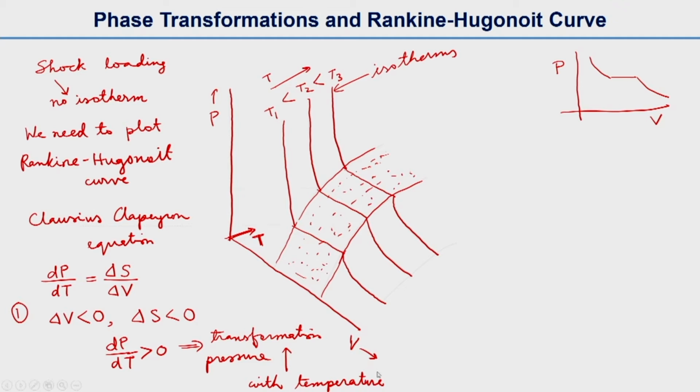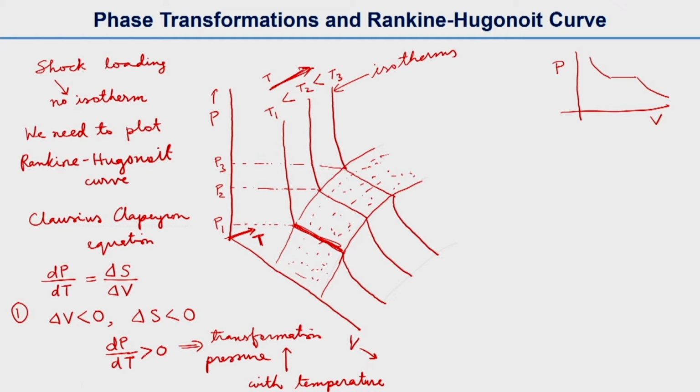So here in this case you can see that temperature is increasing in this direction, and you can see the transformation pressure. This diagram may be a little complicated for you, but if you see this part, the pressure corresponds to the isotherm at temperature T1. So this is the pressure, P1, and then if you see the second isotherm, the pressure is P2, and even in the third isotherm you can see the pressure P3.